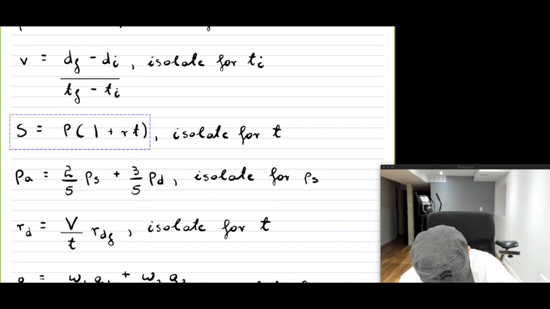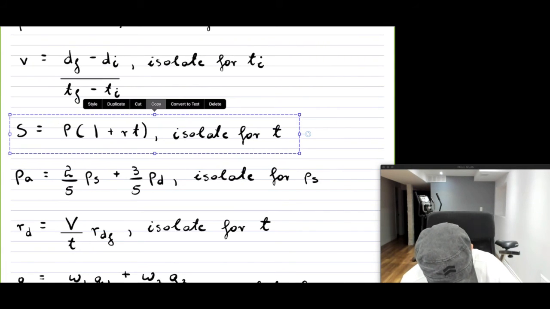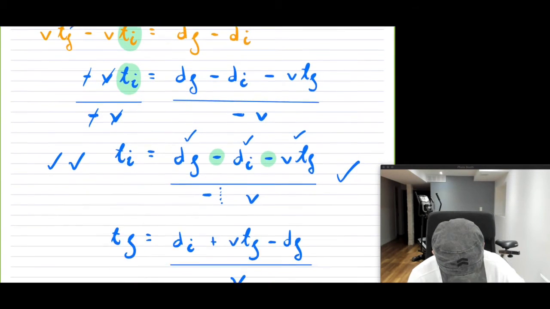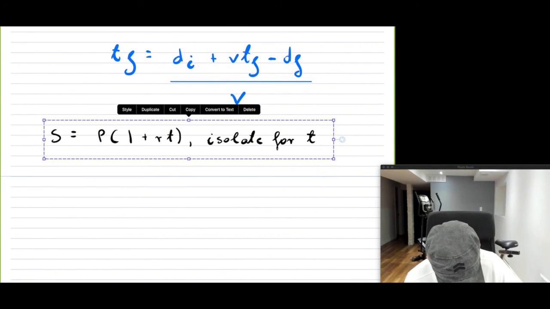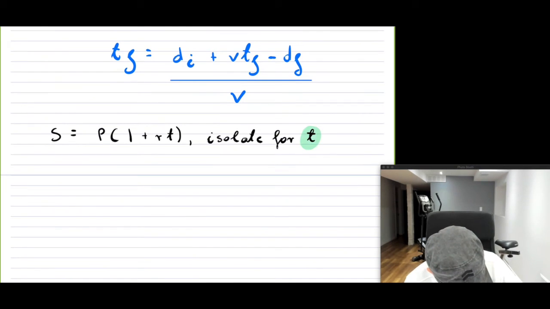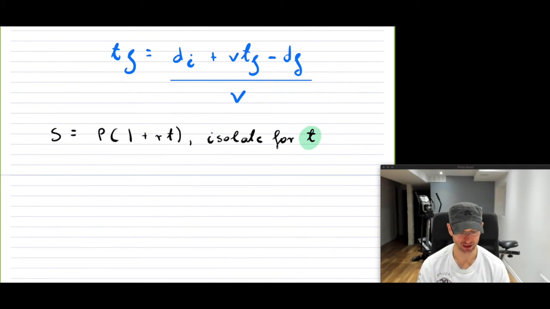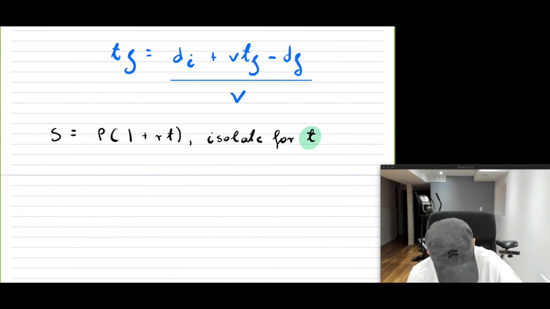Here is example number 3. Let me take this one and bring it down. I'm going to bring it here and paste it. Now I want to be able to isolate for t. This one is going to be a little bit simpler. So what happens here? My t is right there.